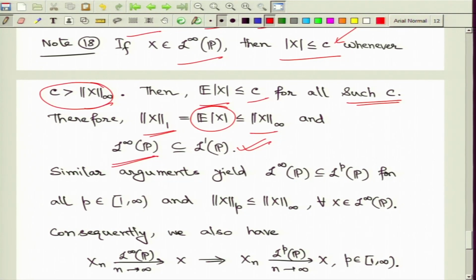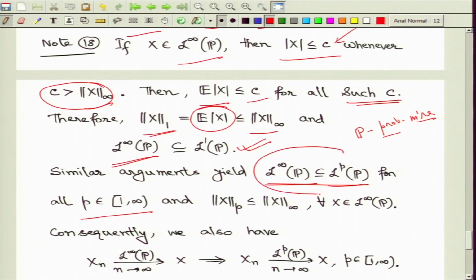Moreover, this is not only restricted to the situation of L infinity and L 1. More generally, what we can actually show is that the L infinity space is contained in the LP space for all p between 1 and infinity, 1 included, infinity excluded. Here we note that we are only talking about the probability measure P, and this kind of inclusion in general measures may not be true. When we are using probability measures or more generally finite measures, these kinds of inequalities will continue to hold with appropriate modifications, and the set inclusions that we see here will be true.